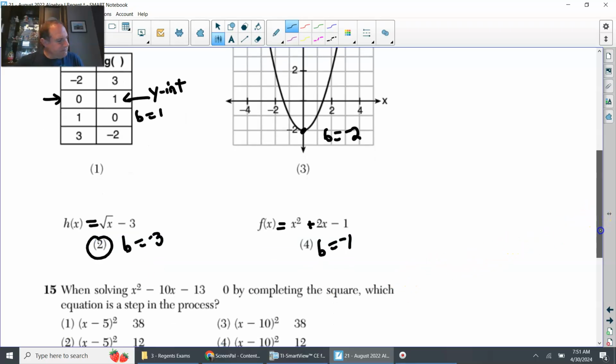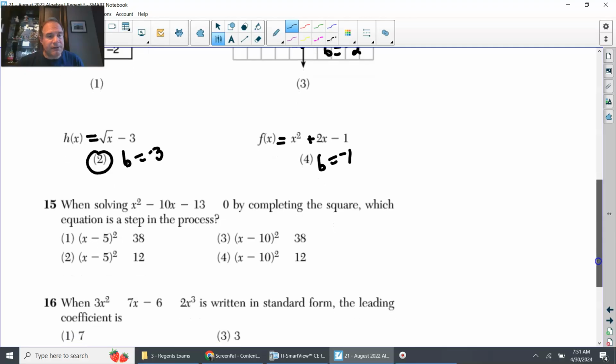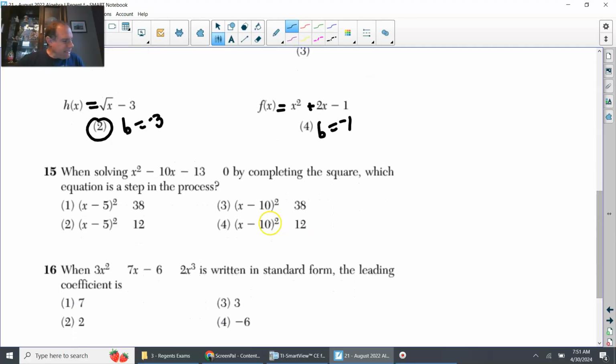b equals 3. Check in the calculator. -3. Check in that calculator. So now we're just going to put x equals 0. So they want to take the calculator out of your hands.